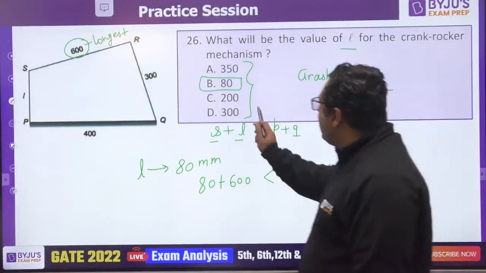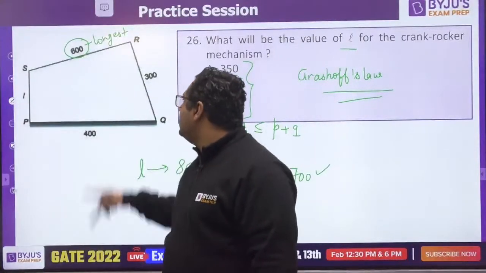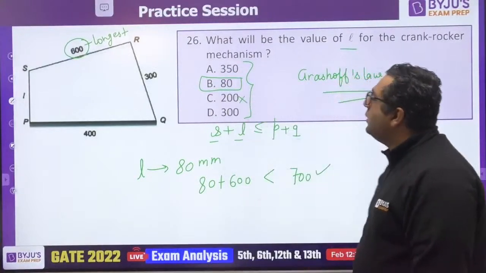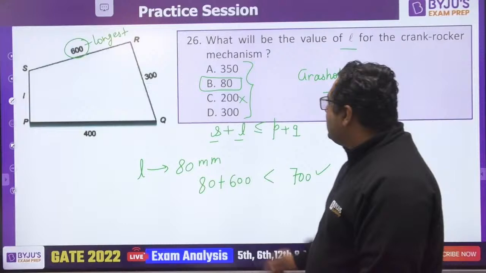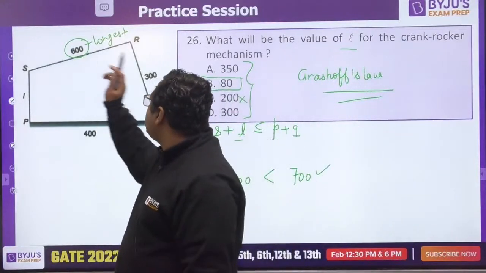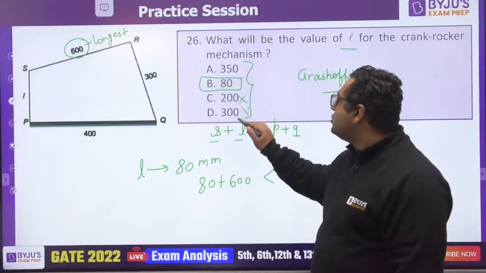If you are taking 200, then what will be the answer? 200 plus 600 is 800 and this would be 700. Then it cannot be the answer. When you are going to have this 300, then this would be 300, this would be 300, you will be getting double crank. So this cannot be the answer.